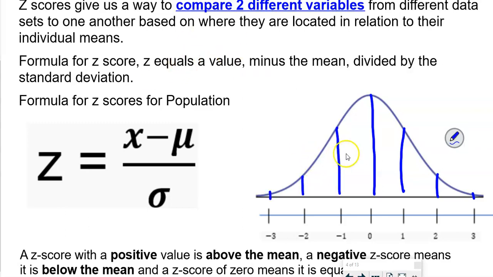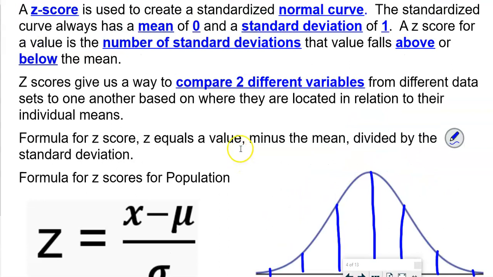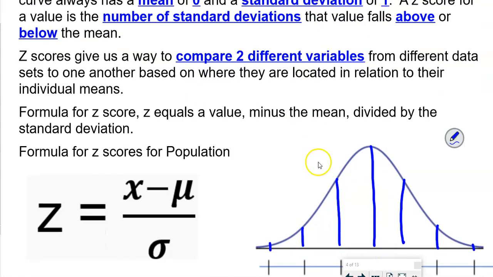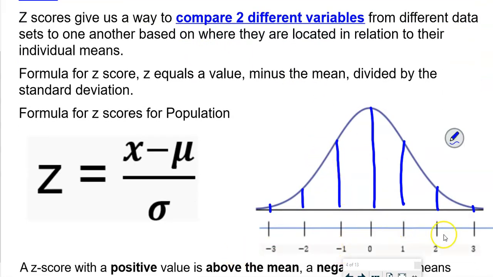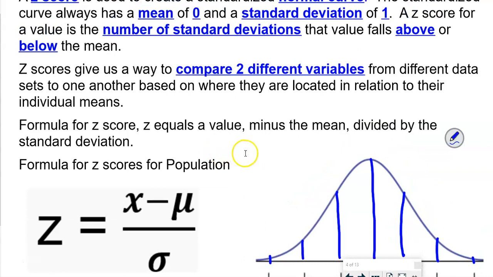So these would be our normal percentages in here, but we're going to actually use the calculator to find these, okay? So again, the number of standard deviations that fall above or below the mean is what we're doing. That's why these ones on the left are negative and the ones on the right are positive. Z-scores give us a way to compare two different variables from different data sets to one another based on where they are located in relation to their individual means.